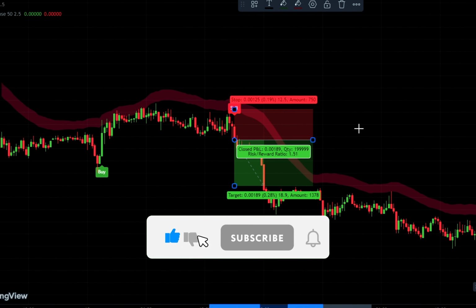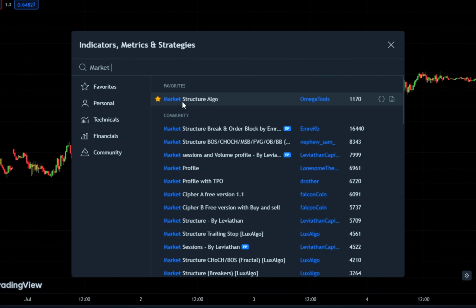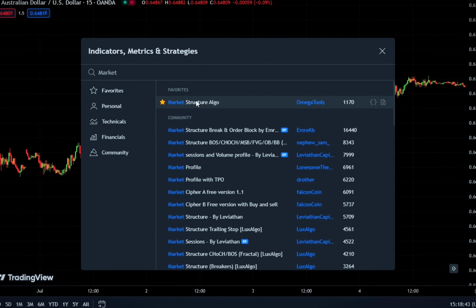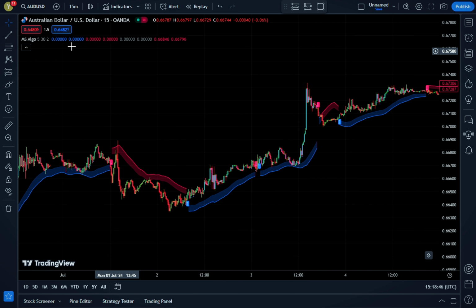Go to the Indicator Search tab. In the Indicator Search tab, type in Market Structure Algo. After that, select Market Structure Algo from Omega Tools. Next, configure the Market Structure Algo indicator.